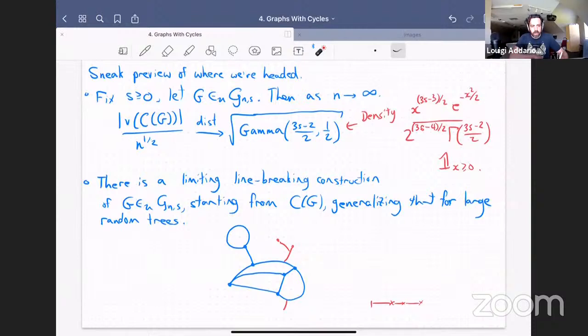There's a couple of nice questions in the chat. Yinon asked, are the graphs in GNS rooted?